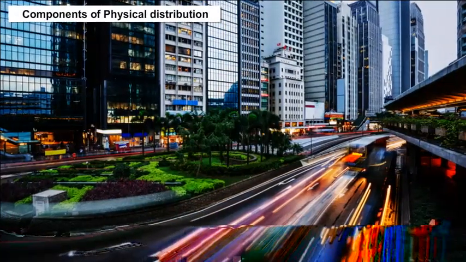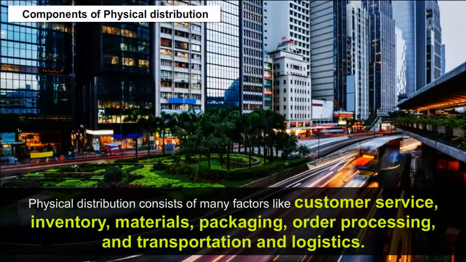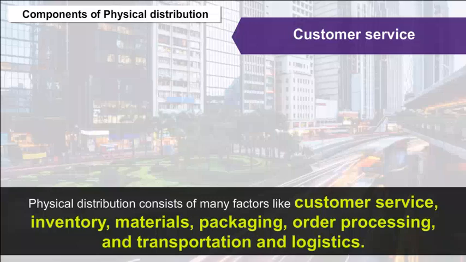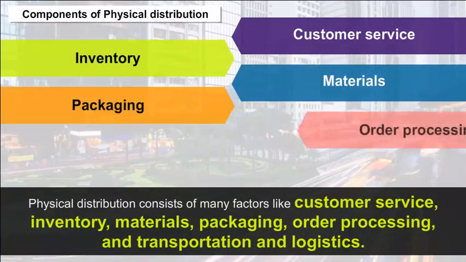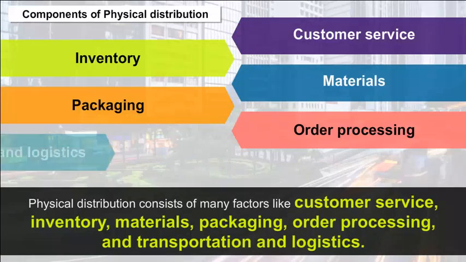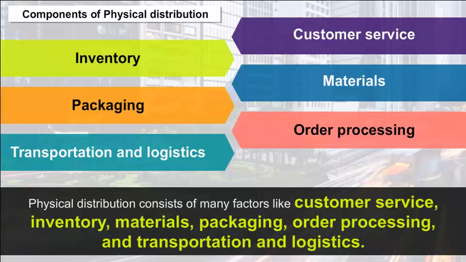Components of physical distribution. Physical distribution consists of many factors like customer service, inventory, materials, packaging, order processing, and transportation and logistics. Some of them are discussed here.